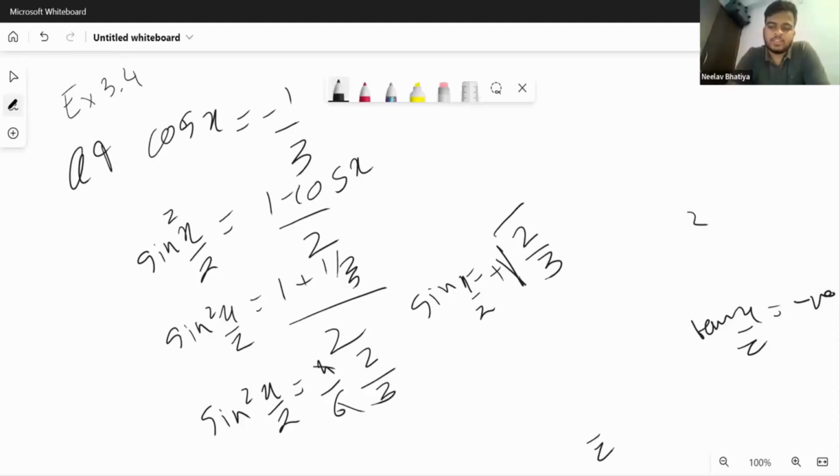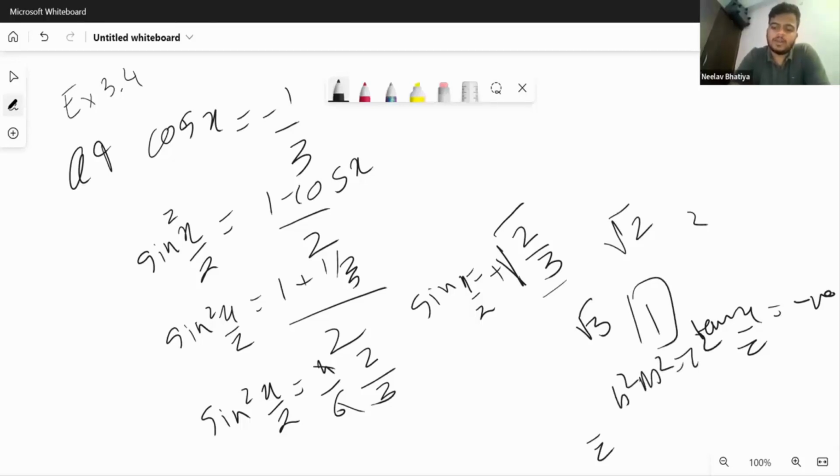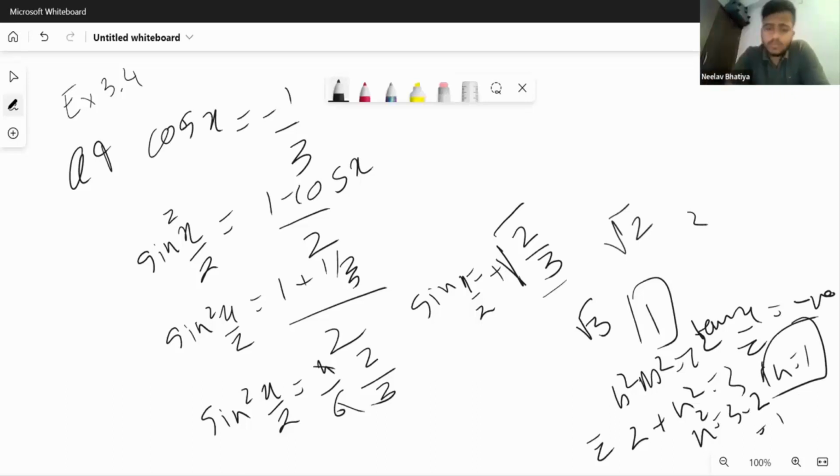Similarly, if we solve for cos, we know the hypotenuse is equal to root 3, height is equal to root 2. So what is the base? The base would be 1, because h square plus b square equal to c square, correct? 2 plus b square equal to 3. B square is equal to 3 minus 2, which is equal to 1. B is equal to 1. Makes sense? So the base is 1.